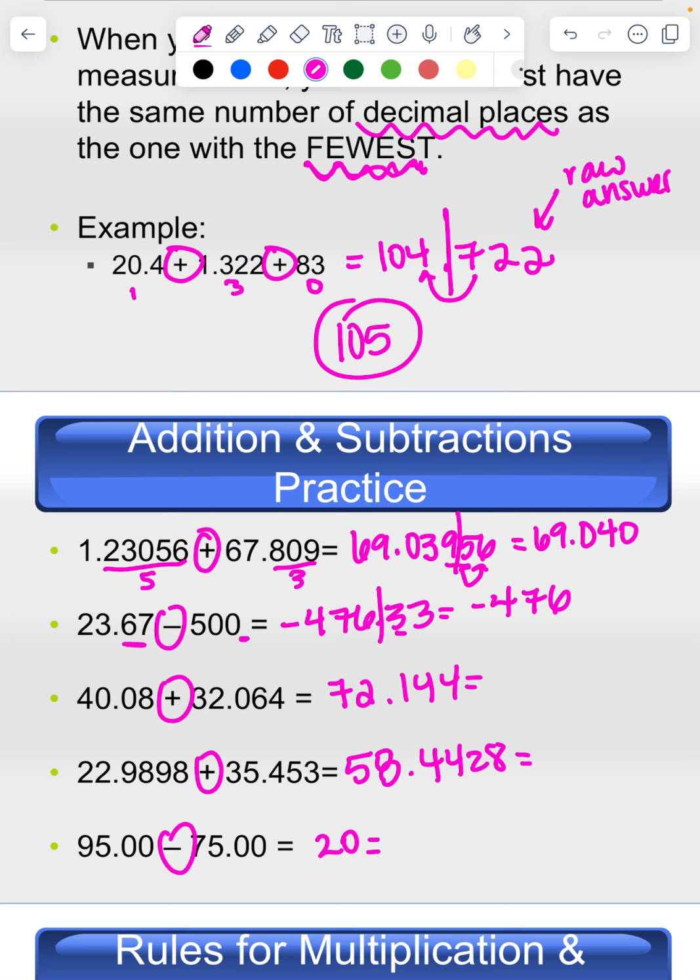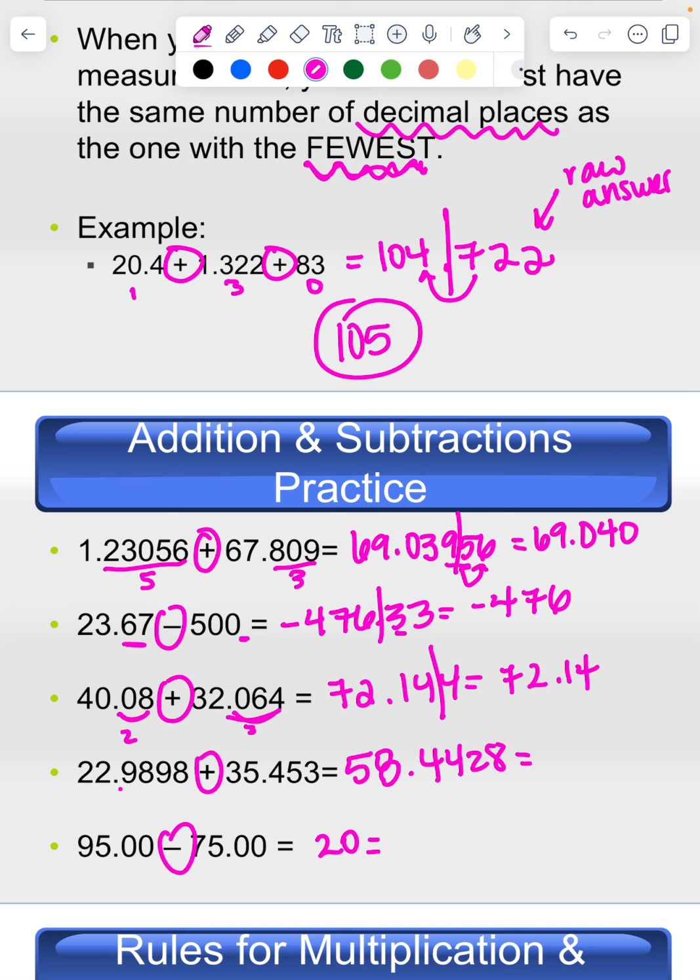For this one, I have 2 decimal places right here and 3 decimal places right here. So I want the 2, not the 3. So I would cut it off after that second decimal place. There's a 4 behind it, so we would keep it the same. So 72.14 would be our final answer.